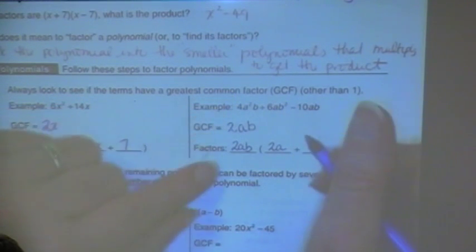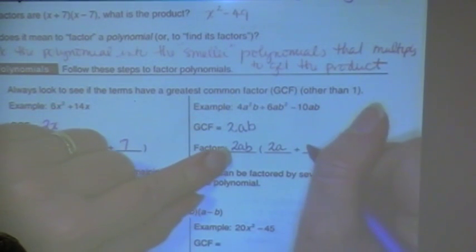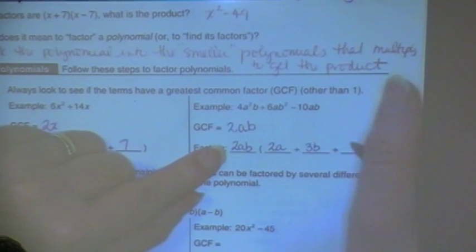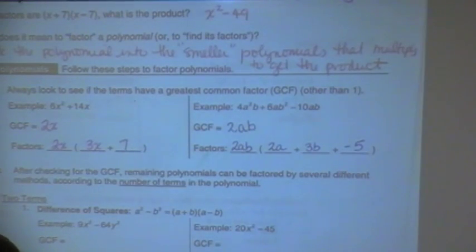6AB squared divided by 2AB would be 3B. And negative 10AB divided by 2AB would be negative 5. If you want to check yourself, you can go back and redistribute that. You should be right back where you started.